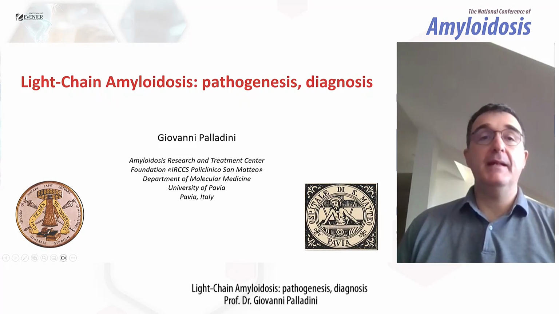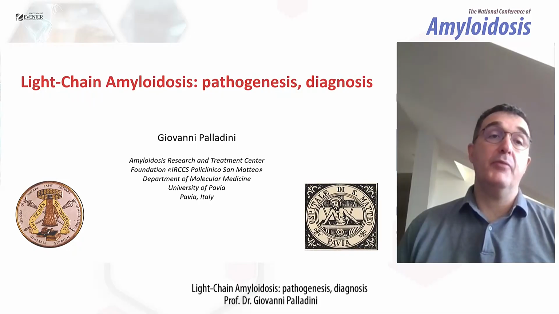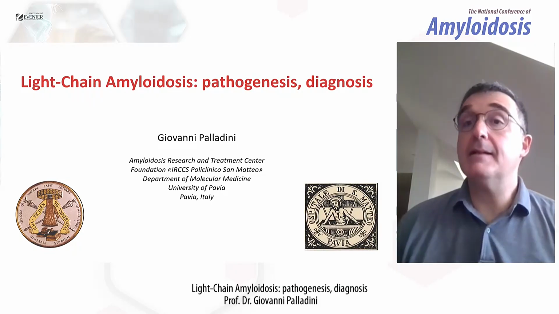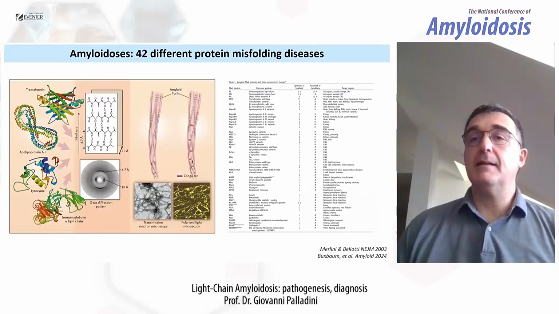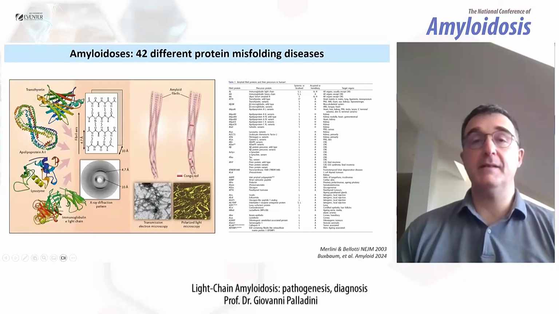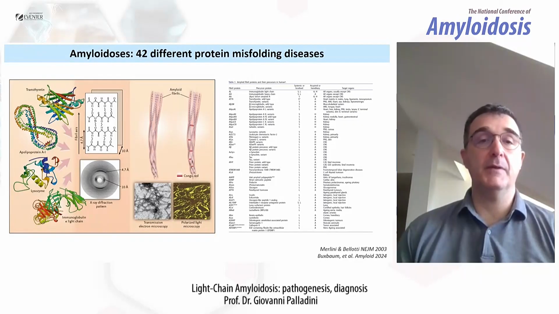So in the next few minutes, I will introduce you to AL amyloidosis, and I will address briefly the pathogenesis, the diagnostic process, and staging. So we need to keep in mind that amyloidosis is not a single disease. It is a group of diseases. I would say a large group of diseases. We now classify 42 different types of amyloidosis in humans.